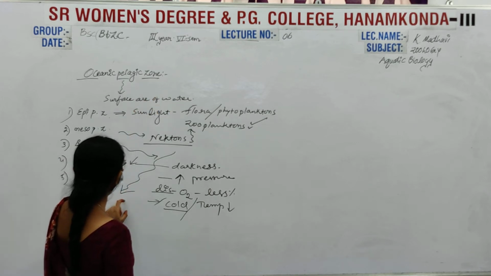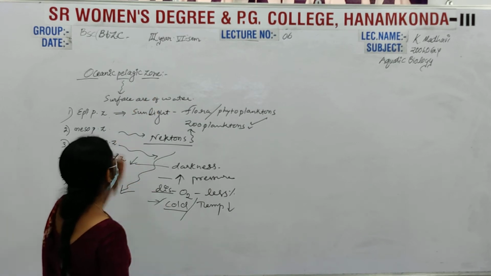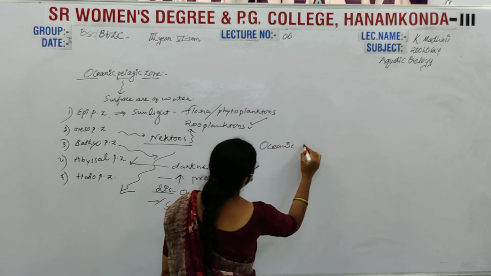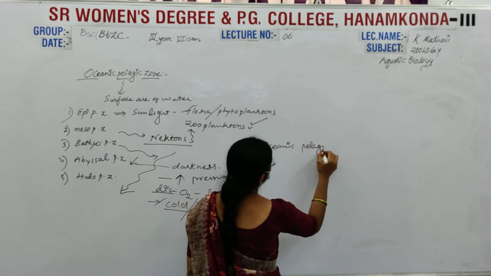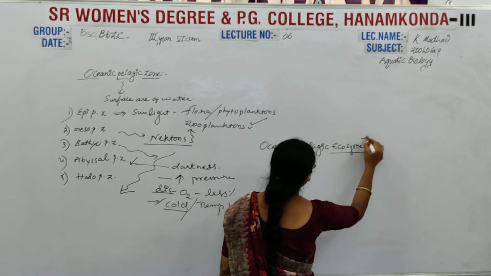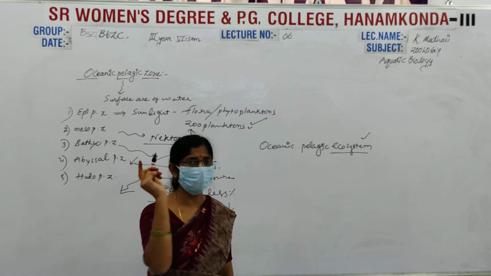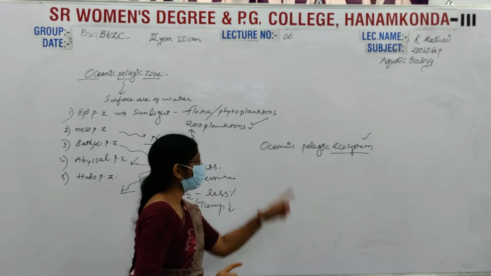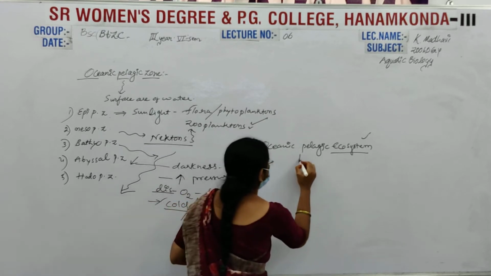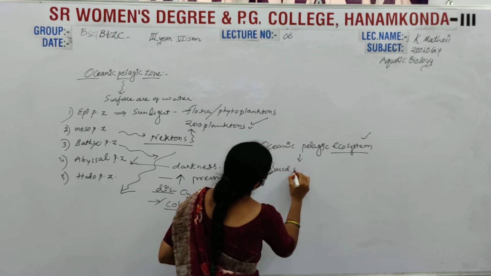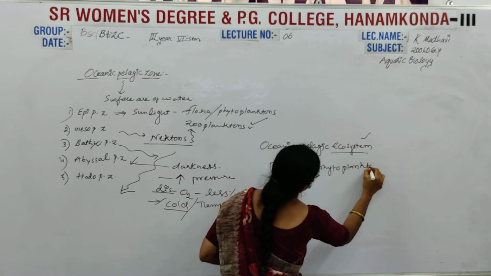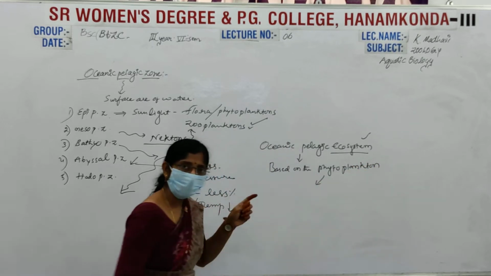After completing these 5 zones, now we are discussing the oceanic pelagic ecosystem. Ecosystem means that both abiotic and biotic factors are involved. Here the ecosystem is completely dependent on the phytoplanktons. These phytoplanktons are the primary producers.